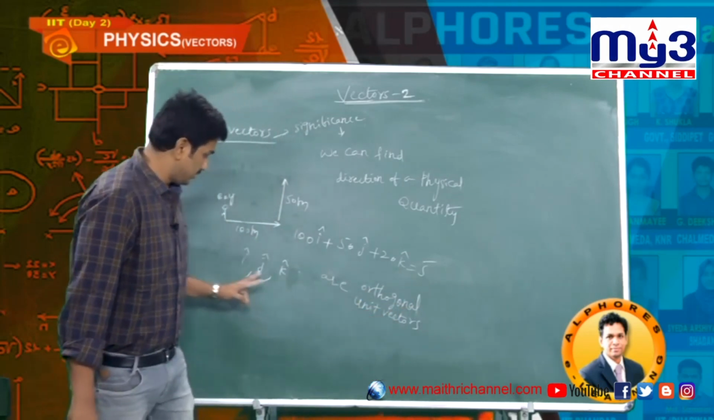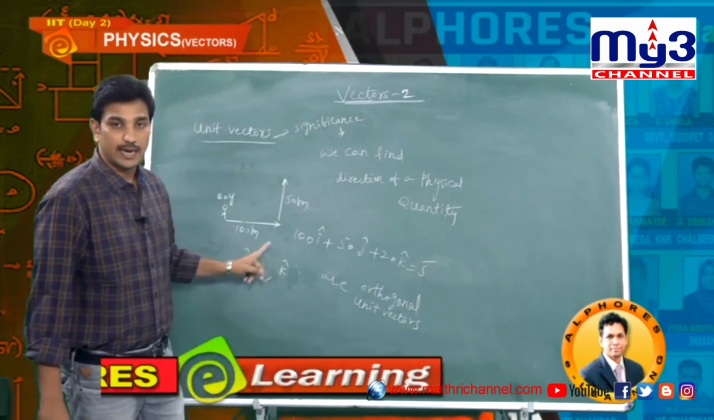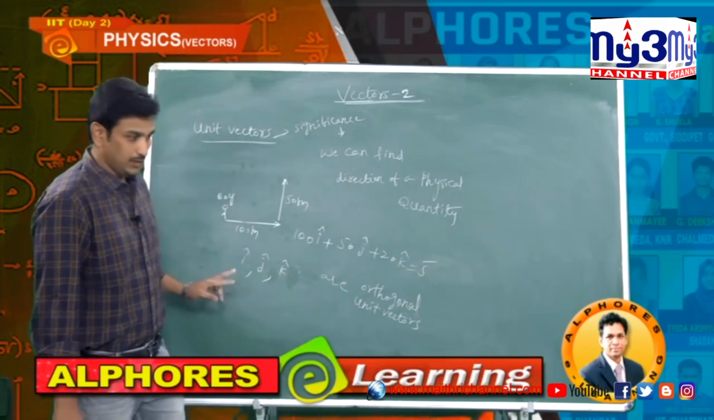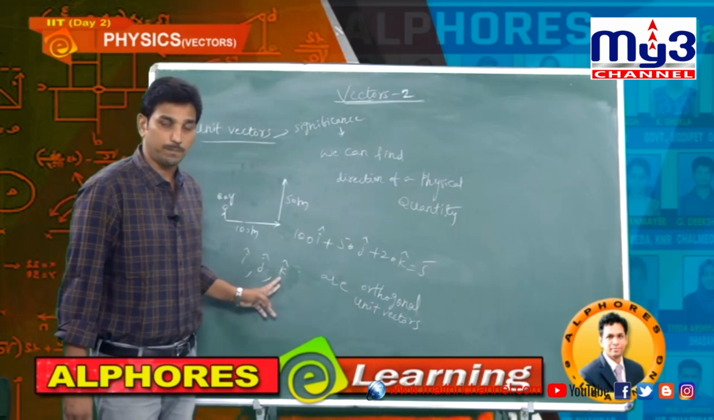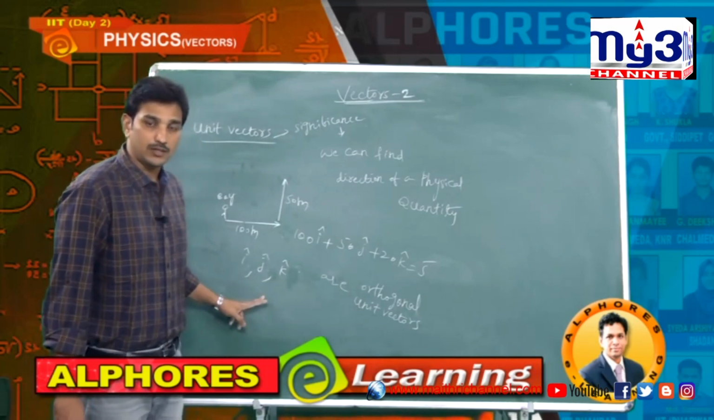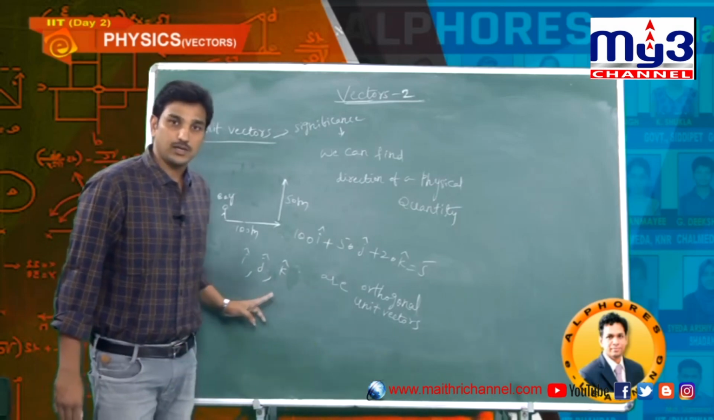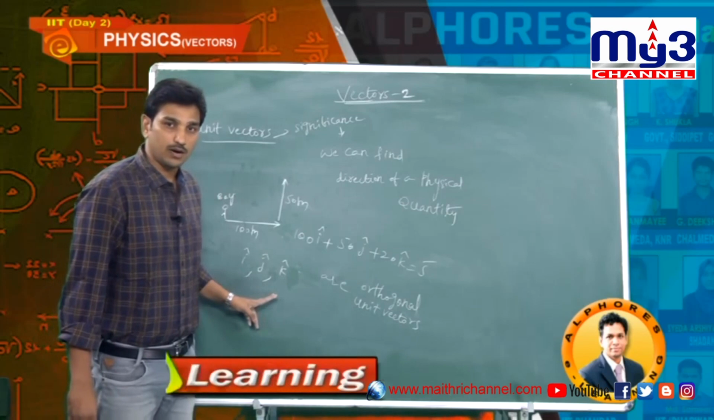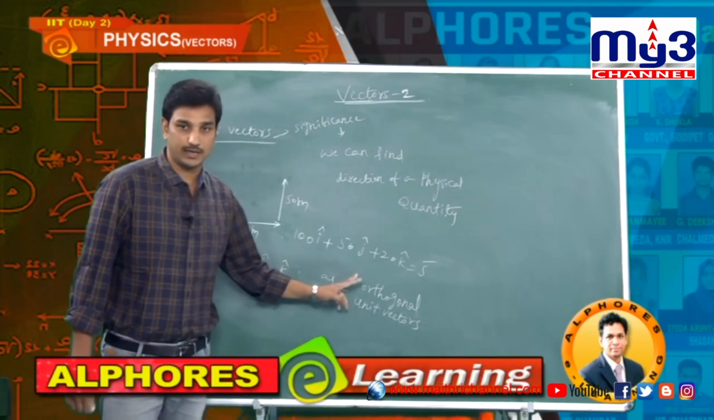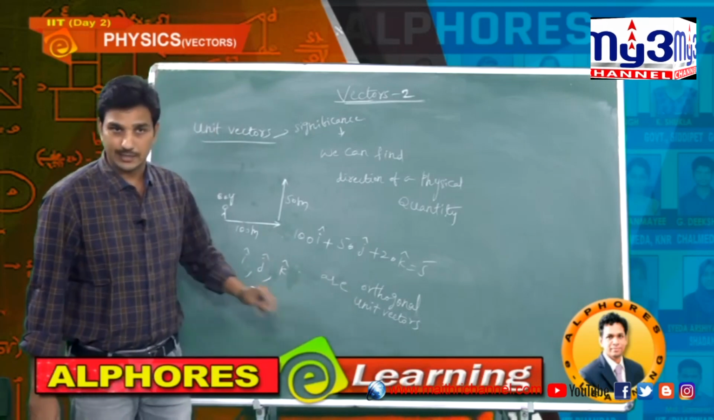They are unit vectors, because of the cap. Whenever you find a cap symbol, that is a unit vector. So I cap, J cap, K cap are three unit vectors. They are perpendicular to each other, and they represent the direction of the x axis, y axis, and z axis. Due to that reason, these three are called orthogonal unit vectors. Whenever I want the help of these, I will take them.